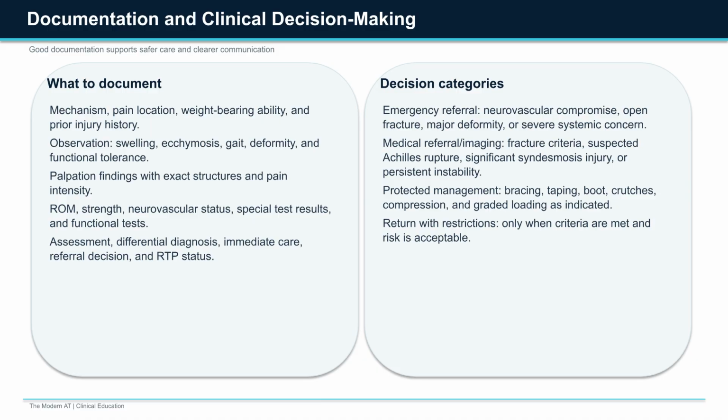Documentation should tell the clinical story clearly. Record mechanism, pain location, weight-bearing ability, prior injury history, swelling, bruising, gait, deformity, palpation findings, ROM, strength, neurovascular status, special tests, and functional testing. Then document your assessment, differential diagnosis, immediate care, referral decision, and return to participation status. Separate emergency referral, medical referral or imaging, protected management, and restricted return. Clear documentation improves communication and supports safer follow-up.